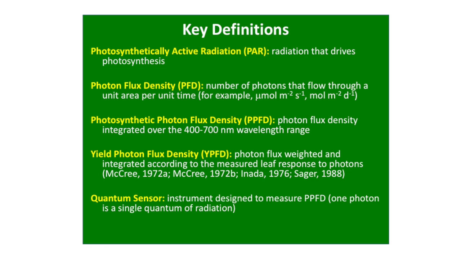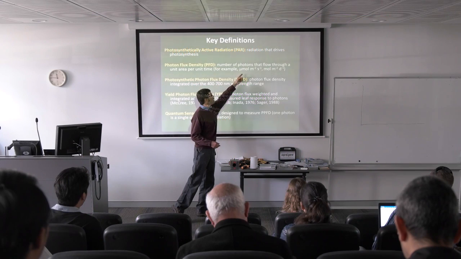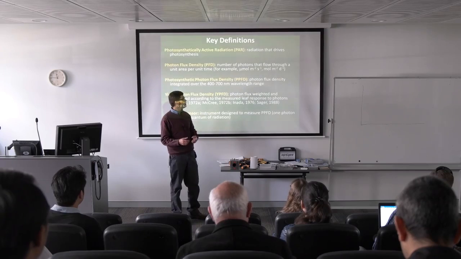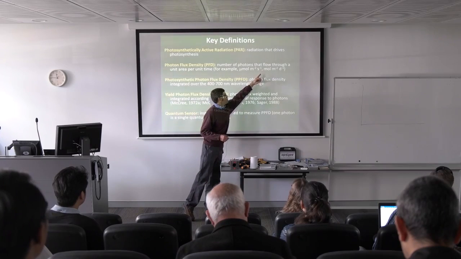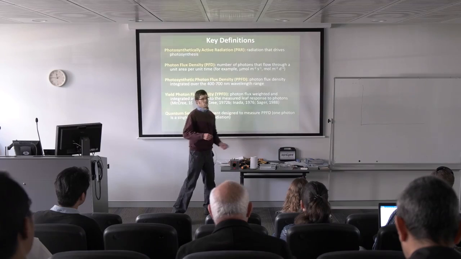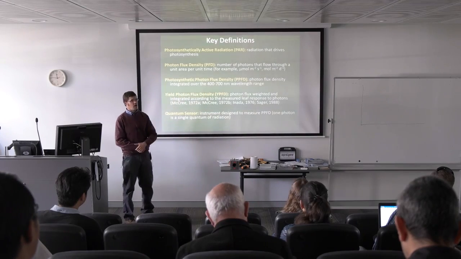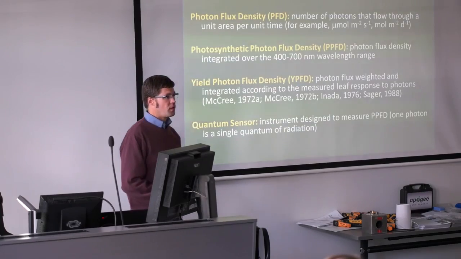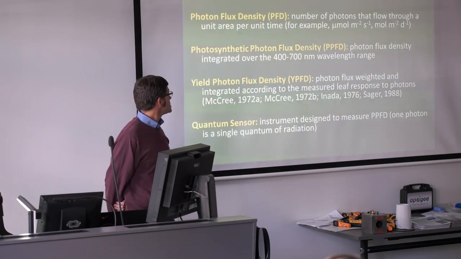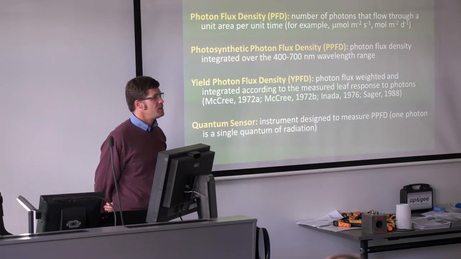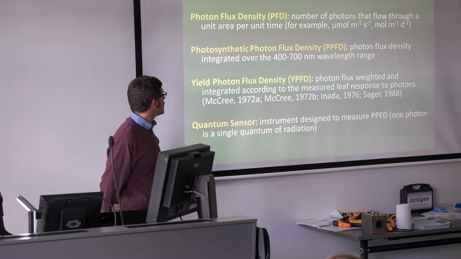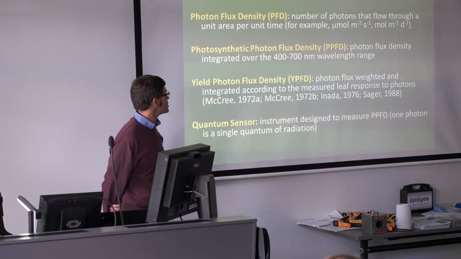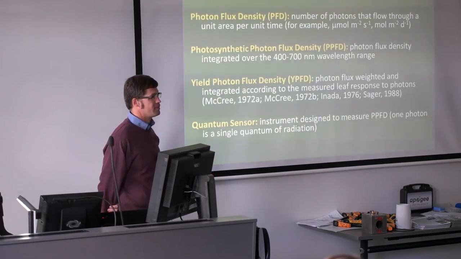And so we either count the micromoles of photons per meter squared per second. That's an instantaneous unit that we use. Or we count the moles of photons per meter squared per day on a daily time scale. So that's how we characterize the flux of photons. The photosynthetic photon flux density, PPFD, is just the photon flux density integrated over our photosynthetically active range, so 400 to 700 nanometer wavelength range.